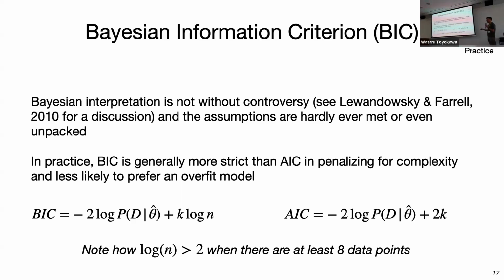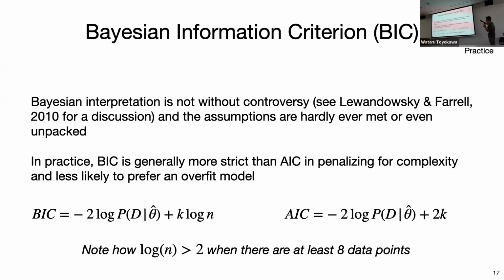But in practice, though, we can think about the fact that BIC is generally more strict than AIC in penalizing for complexity. And BIC is thus less likely to prefer an overfit model, right? And you can see this here. So this is the complexity term here, right? So note that log of n is greater than 2 when there's at least 8 data points, okay? So when you're fitting a model on at least 8 data points, which I'm pretty sure almost all of you are, then BIC is going to be a harsher goodness of fit measure for complex models, okay, and be less prone to overfit.